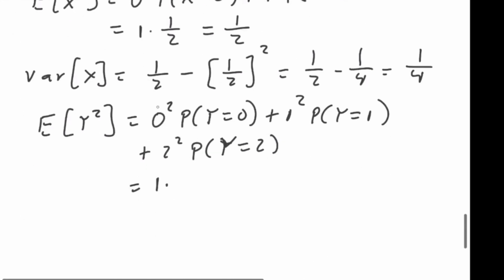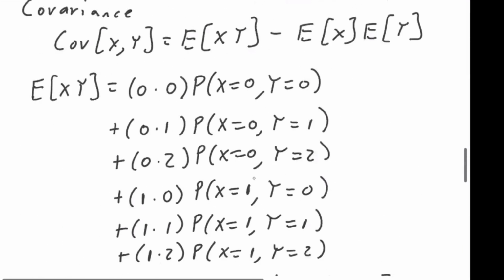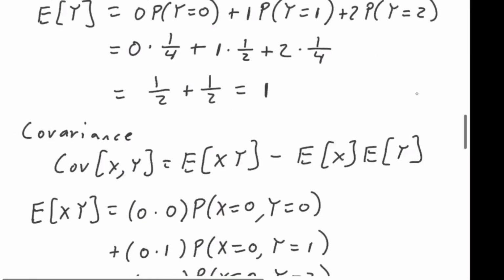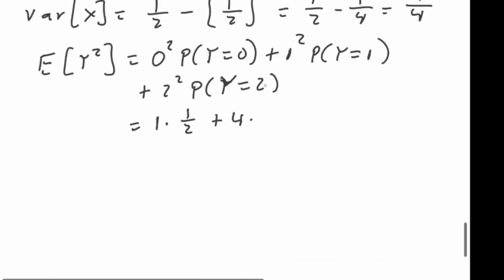Plus 4 times the probability that y is equal to 2. Y is equal to 2 is a fourth. So this will be 1/2 plus 4 times 1/4, which is 1, and 1/2 plus 1 is 3/2.